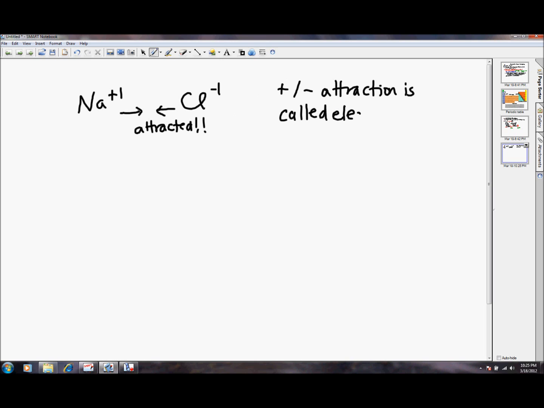It's called electrostatic attraction. Static, because we're not talking about flowing electrical current. We're talking about charges that are basically not moving. And this creates what is called an ionic bond. An ionic bond is when a positive cation and a negative anion are attracted to each other.